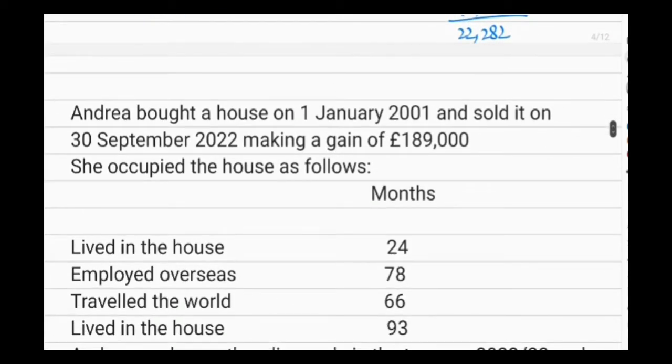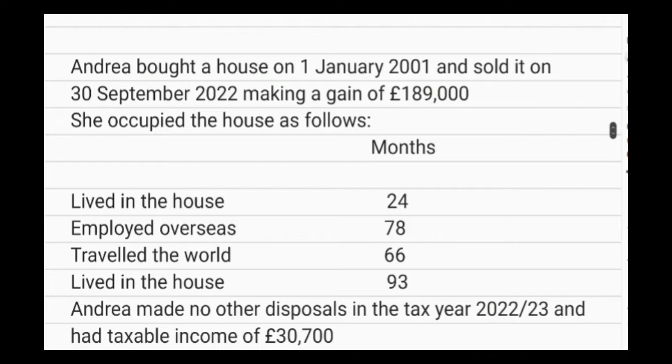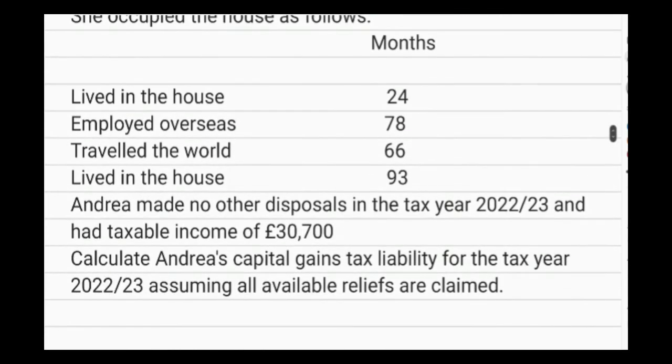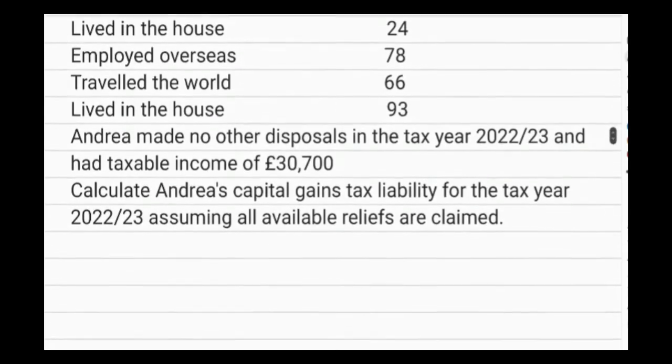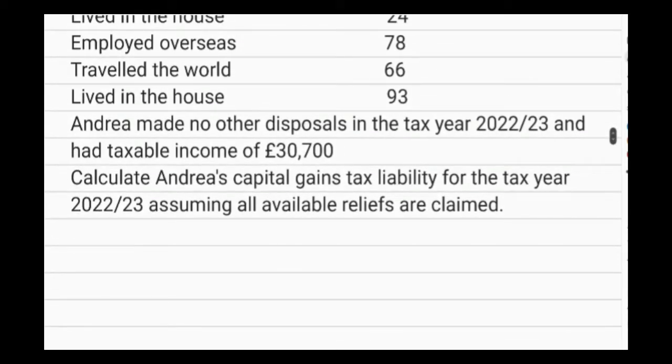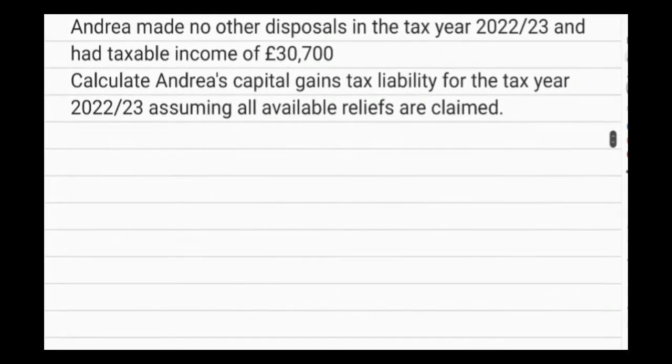Now the next question. Andrea bought a house on 1st January 2001 and sold it on 30th September, making a gain of 1,89,000. So here we have been given the gain, along with the details of his periods occupied. Andrea made no other disposal in the tax year 22-23 and had taxable income of 30,700. Calculate Andrea's capital gains tax liability for the tax year 22-23, assuming all available reliefs are claimed. So again we have to compute this.